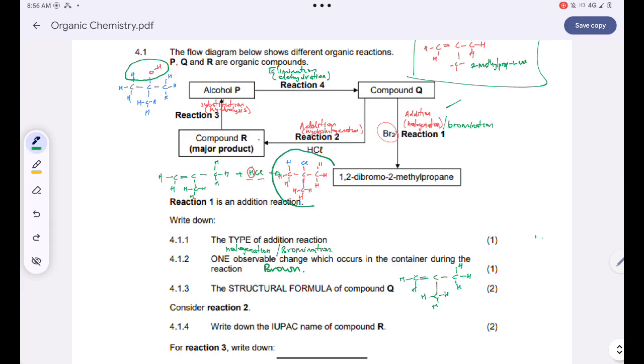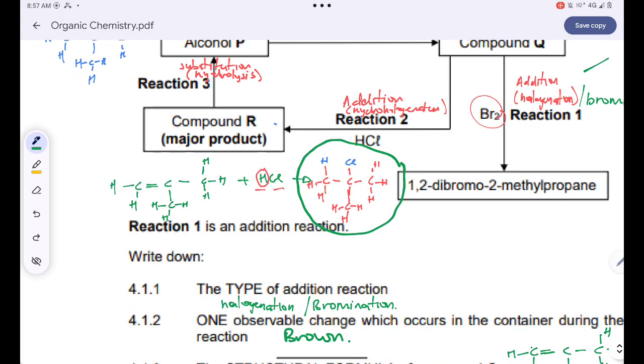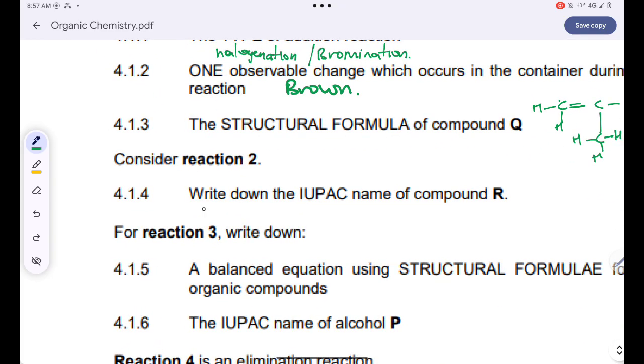Remember that reaction 2, we are moving from an alkene and we are adding HCl together, and we will form a major product. Whenever we form a major product, we will forever follow Markovnikov rule. Are we together? So this will be the structure of our major product, and the IUPAC name of our major product will simply be 2-chloro-2-methylpropane.